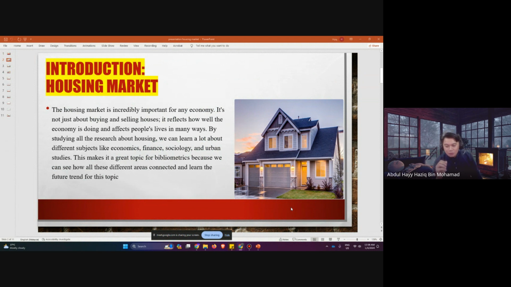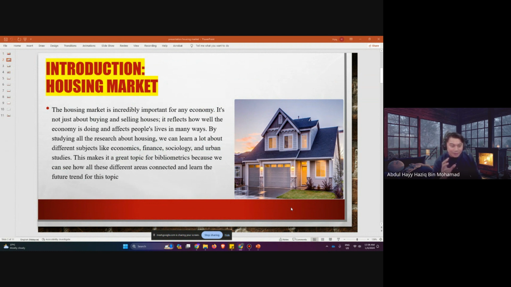And talking about houses, everyone needs a house, right? If they cannot buy a house, they will rent a house, as long as they have a house to live in. So that's why a house is an important element in economics.